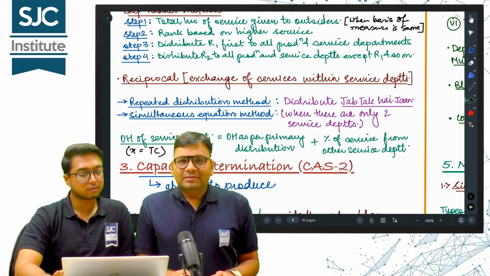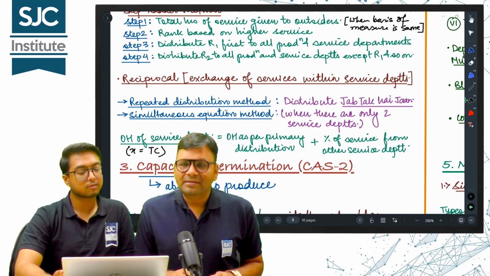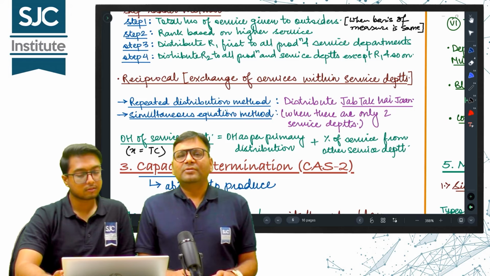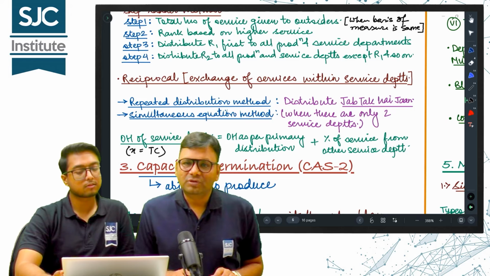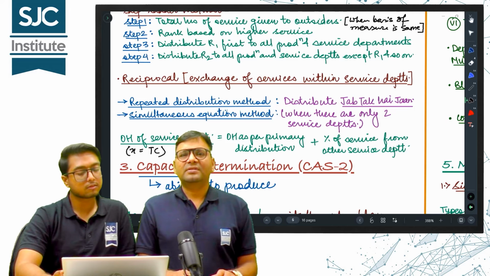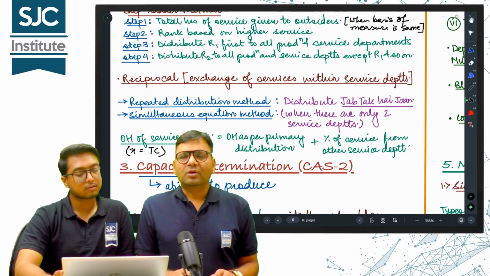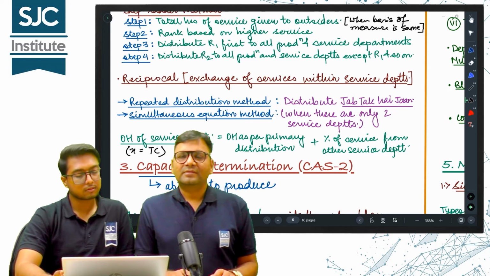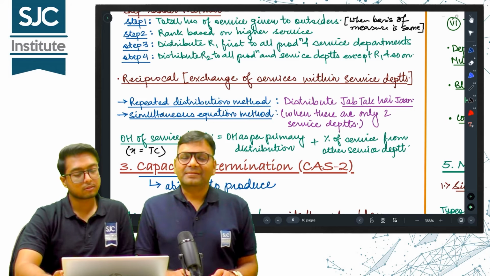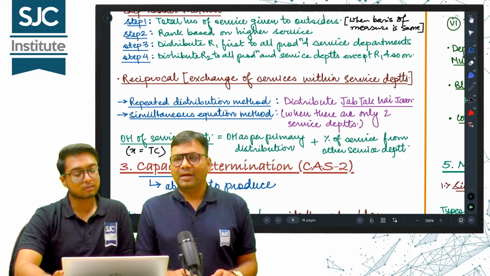The second method is the simultaneous equation method. Simultaneous equation method is applicable only when there are 2 service departments. Here you need to first make 2 equations. The pattern to make the equation is you have to assume the total cost of service departments as X and Y, and this total cost is equal to overhead as per primary distribution of that service department plus percentage of service received from other service department.